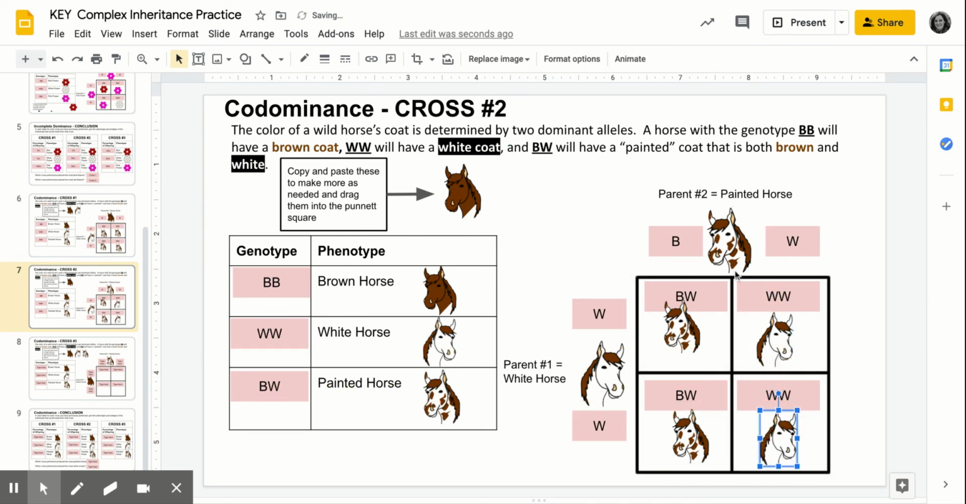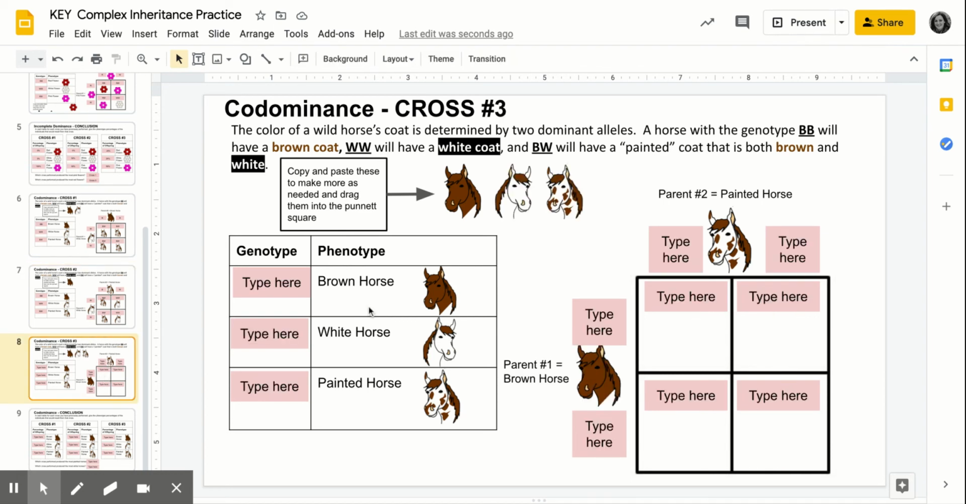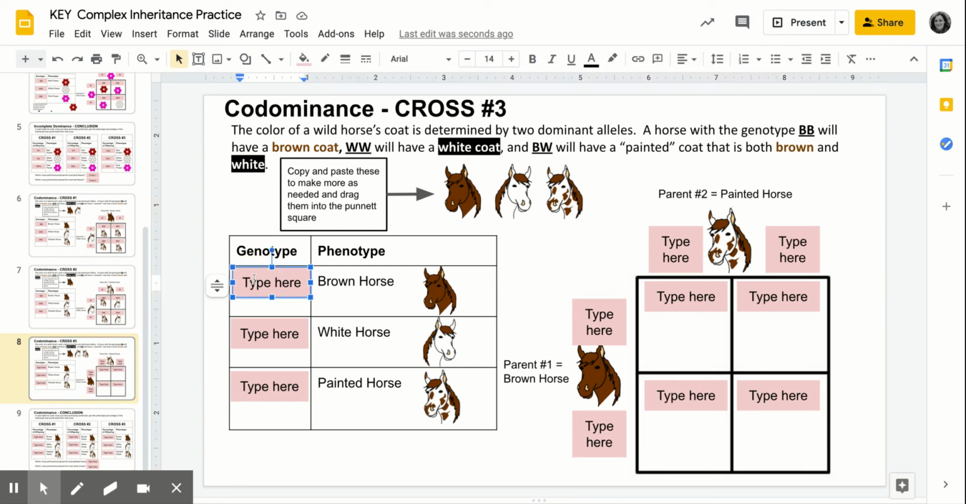All right, so we've got 50% of those spotted or painted horses and 50% of those white horses. All right, last problem on codominance. We've got a brown horse. Brown horses' genotypes are big B, big B. White horse, big W, big W. A painted horse is big B, big W. Again, if you put big W before big B, that's fine. Just be consistent. All right, we're crossing a brown horse and a spotted horse or a painted horse.